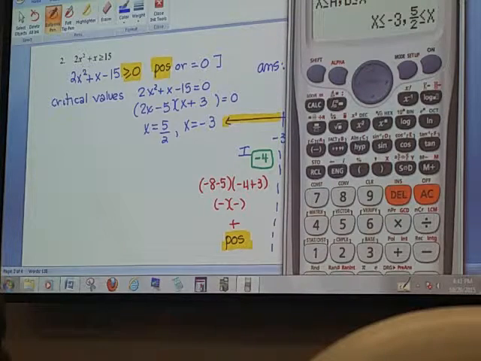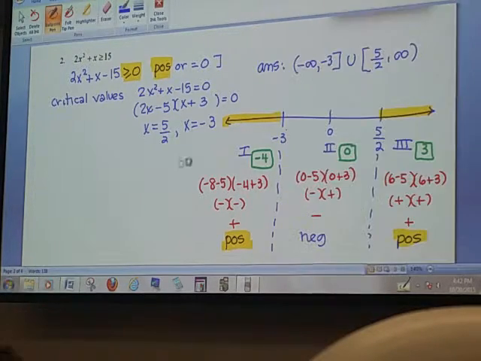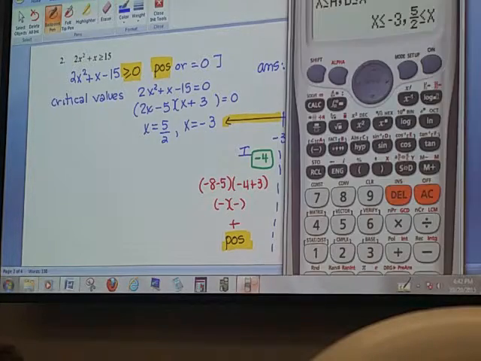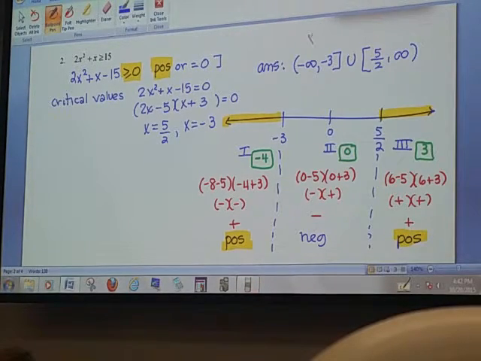And there's my answer. Not in interval notation. This says x is less than or equal to negative 3, and x is greater than or equal to 5 halves. Okay? It's saying, remember, you always read from the point of view of x. So it's saying this, less than negative 3, greater than 5 halves. It's just not writing it in terms of intervals. Okay? It says x less than or equal to negative 3, and it says 5 halves, like this.